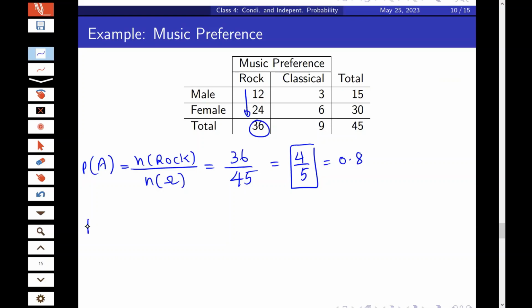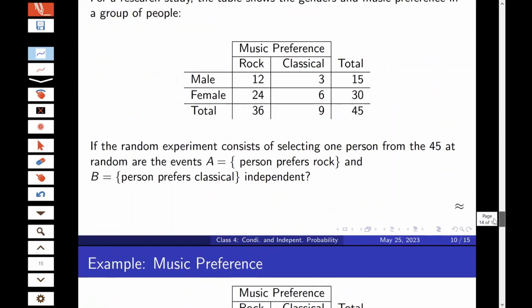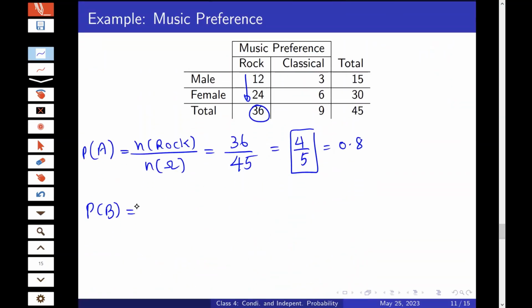Okay, so let's find the probability of B, which is the person prefers classical. So it is n classical over n omega, which is 9 over 45. Use a calculator and simplify this one. That is 1/5.